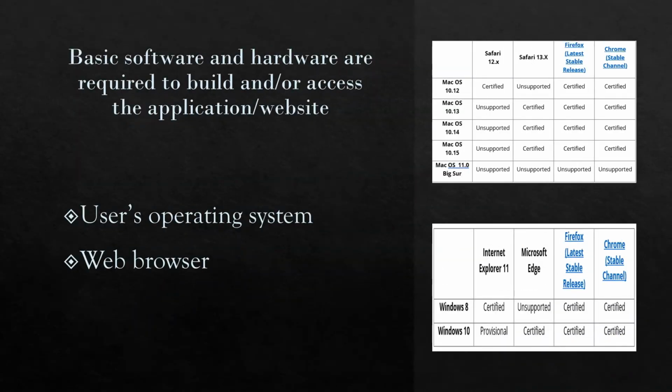I'm going to talk about the basic software and hardware required to build and/or access the application or the website. The basic software required to build and access Blackboard depends on the user's operating system, because Blackboard only supports certain operating systems. For example, for Windows users, Blackboard only supports Windows 8 to the latest version, while for Mac OS users, the application only supports Mac OS 10.12 to the newer version. Hence, this leads us to the web browsers that the application allows us to access. The picture beside shows the web browsers supported by Blackboard. Only certain web browsers are supported.